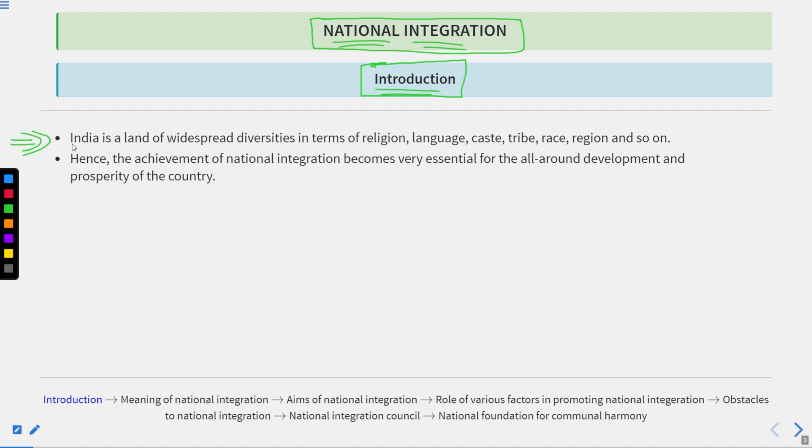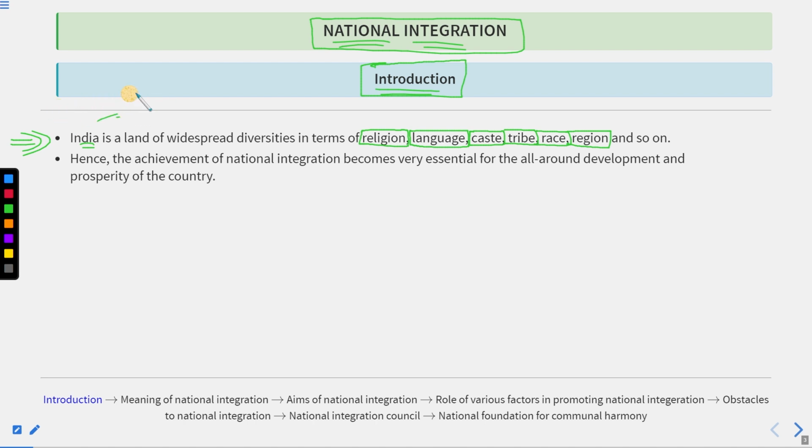So here we can say India is a land of widespread diversity, and this diversity is counted in terms of religion, language, caste, tribe, race, region, and so on. Even before this, there was also the term of civilization. That was a term of civilization.